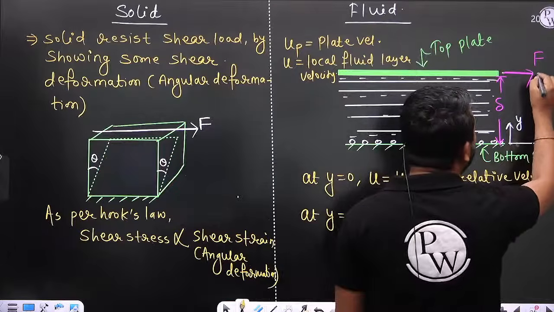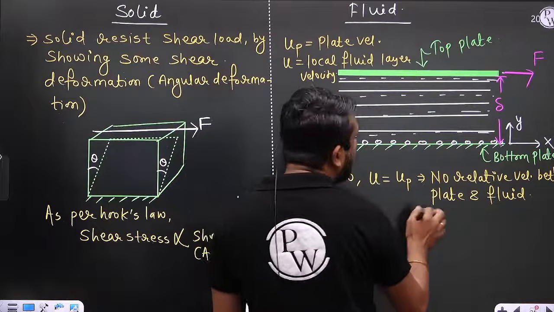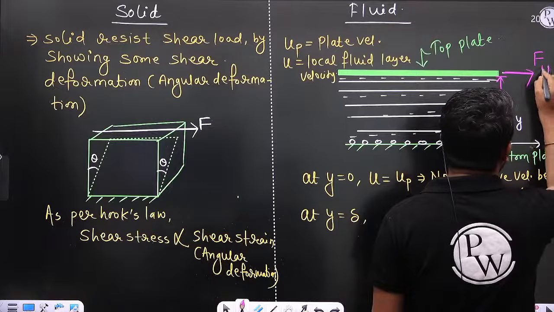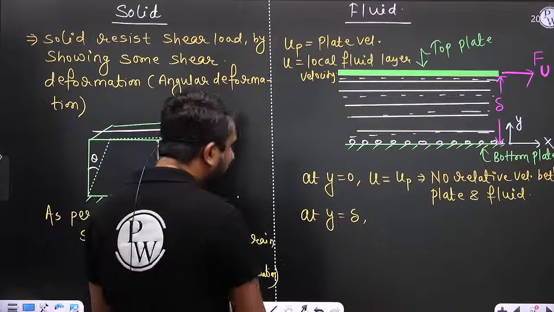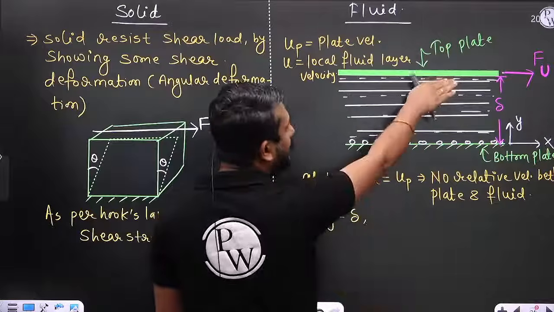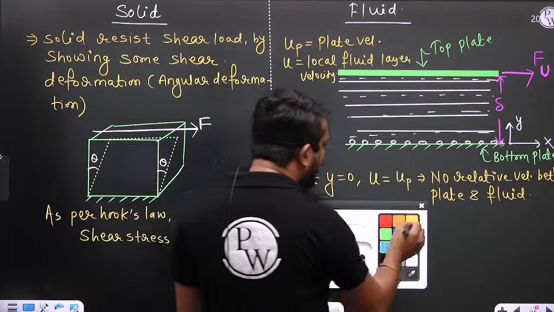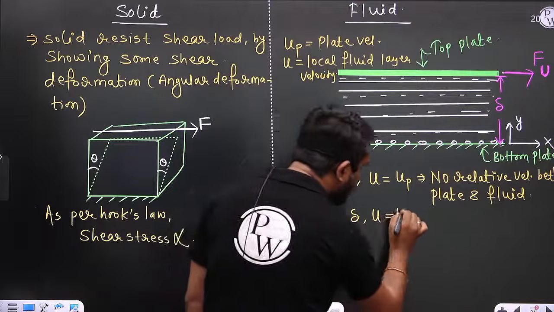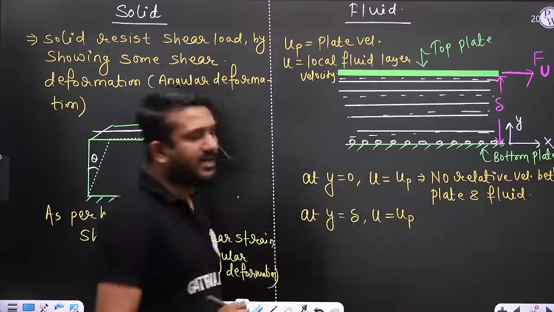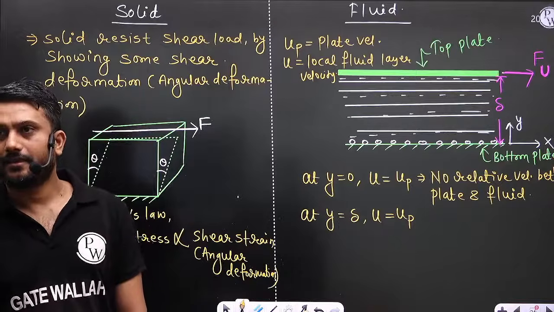At y is equal to delta, let us consider this plate having velocity capital U. So the same thing we can say for the layer present at y is equal to delta. At y is equal to delta, U is equal to UP.